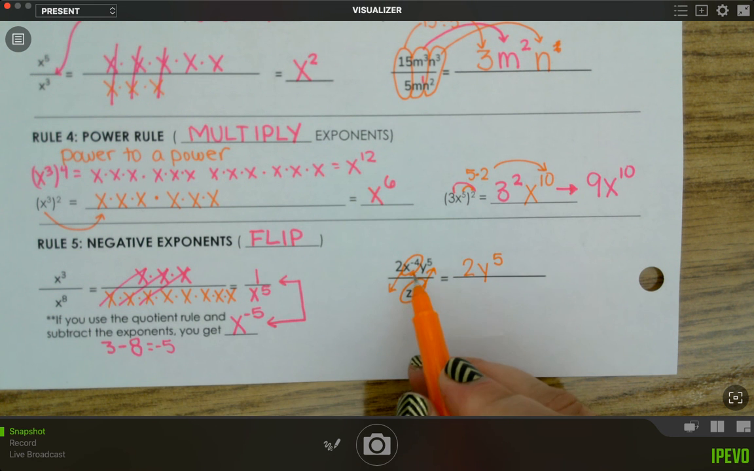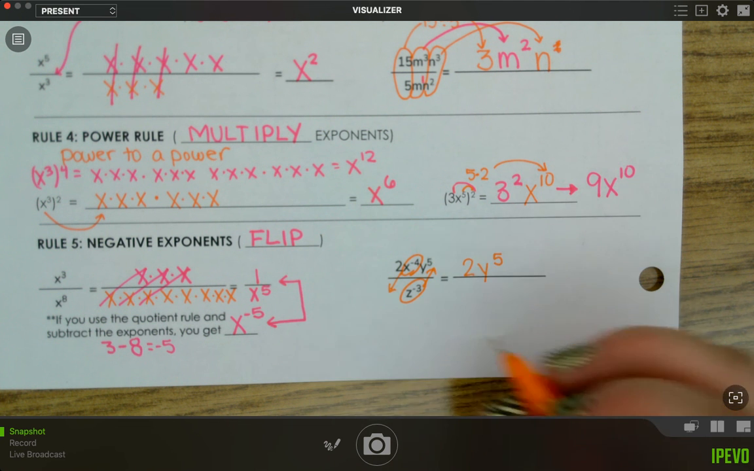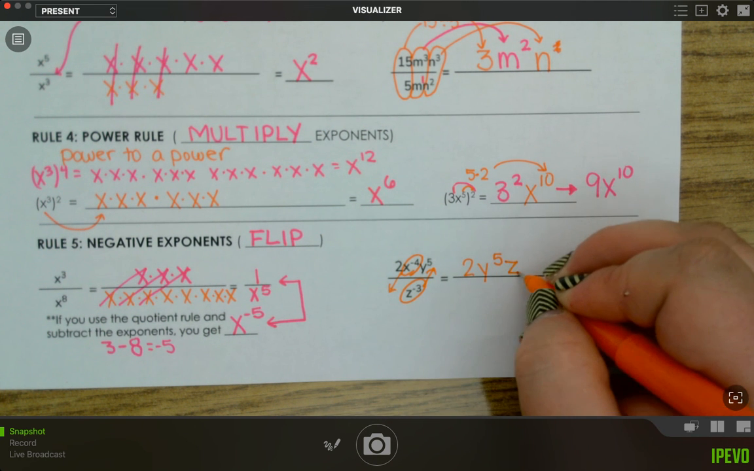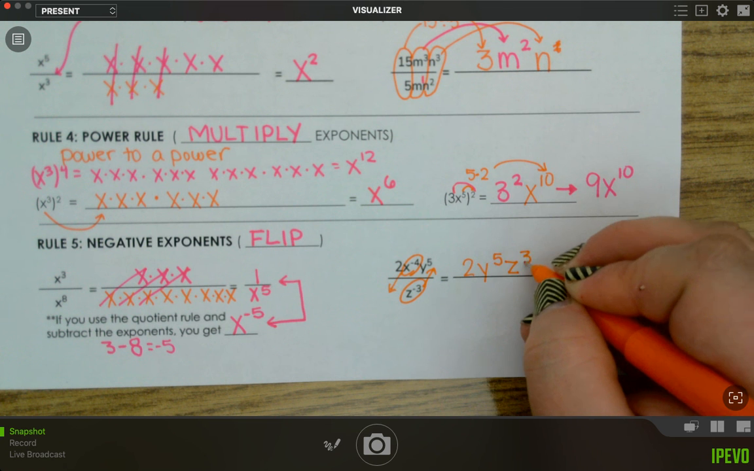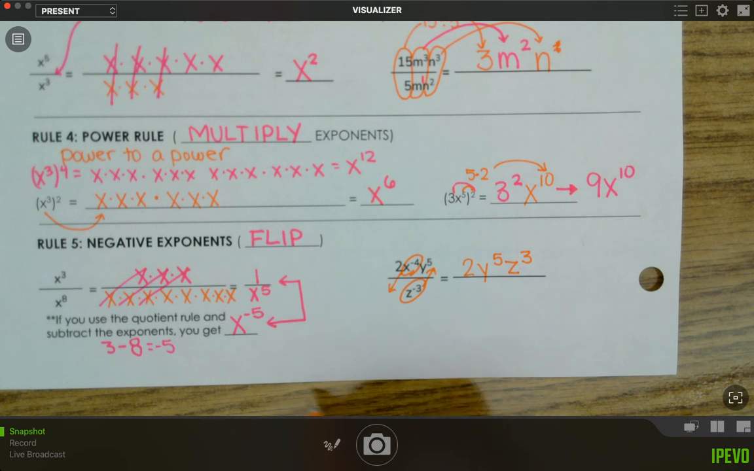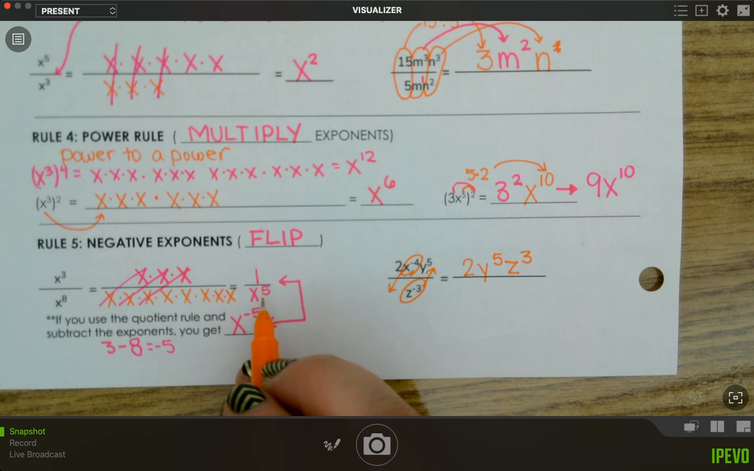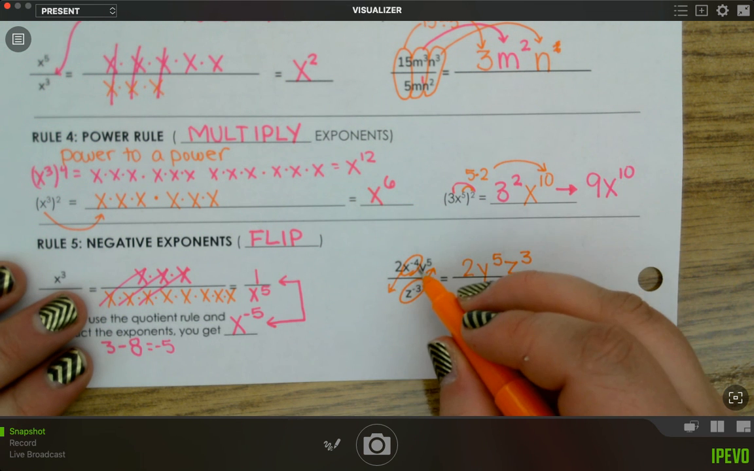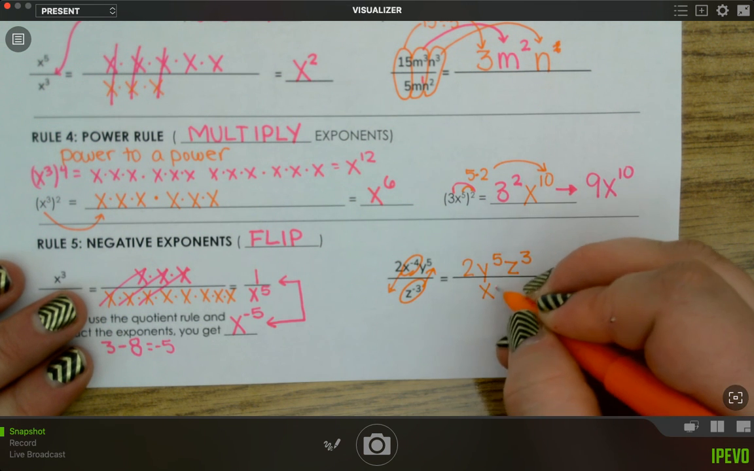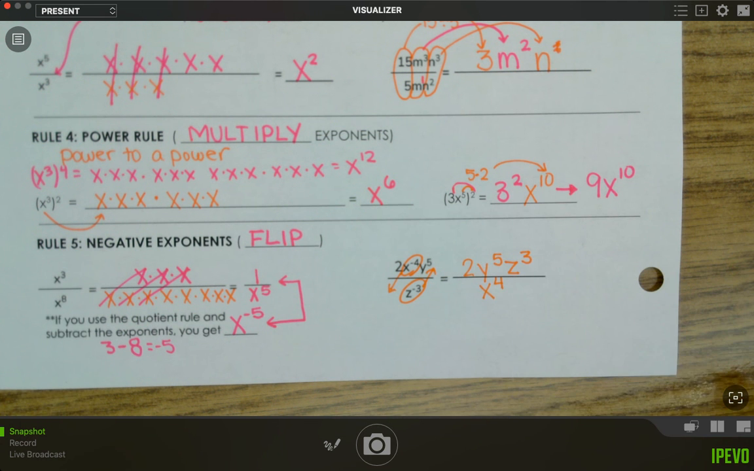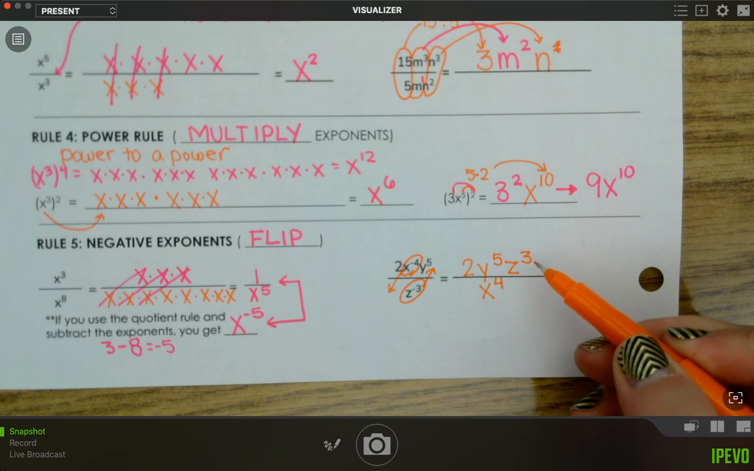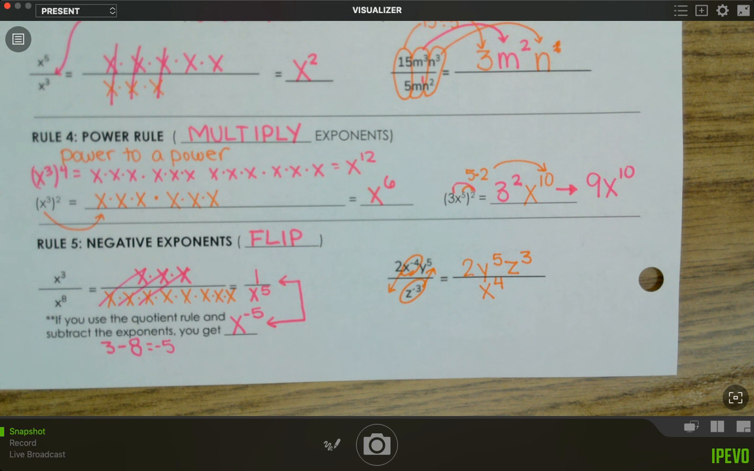Since this one's on the top, it has to move to the bottom. Since the z is already on the bottom, it has to move to the top. So the z is going to go to the top now, and its exponent is no longer negative. Just like over here, when this x was in the bottom, its exponent wasn't negative anymore. And the x is going to go to the bottom, and it's going to have a positive exponent as well. So once you flip it to the other side, now it doesn't have a negative exponent.